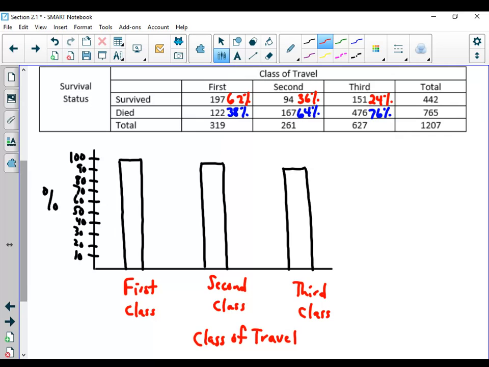Well, from there I'm going to segment or break it up into the percentages that we found. So for first class, we said the percentage that survived was 62. So I'm going to go to that 62% mark. I'm going to break it off at 62%.